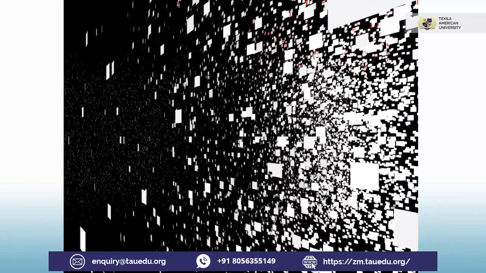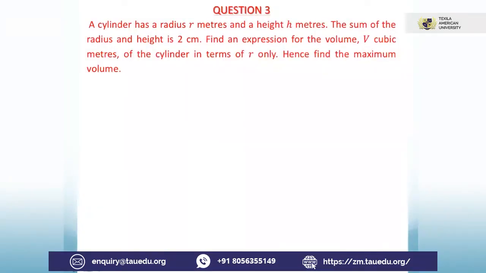Well, learners, we are coming closer to the end of the lesson. Let's try the last question here. We have a cylinder which has radius and height, obviously. And then the sum, hey guys, this is another problem. They say the sum of the radius and the height. What is sum? Sum is addition. So I will say r plus h is equal to 2. Now, I can find h to be 2 minus r. Is that correct? I can also find r to be equal to 2 minus h.